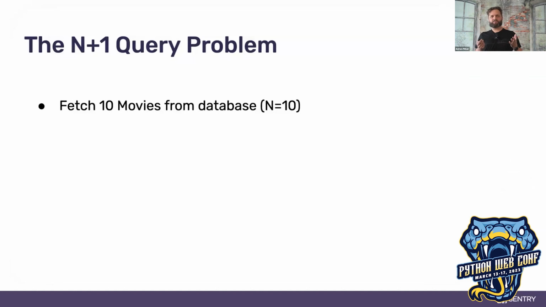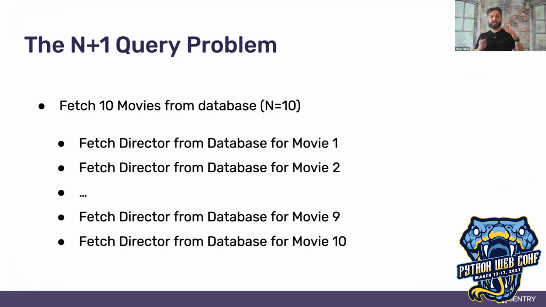So that's the N+1 problem. First, you fetch 10 movies from the database, so our N is 10. And then for each of those 10 movies we do one query for the director. So the first thing is the one query, and below here are the N queries. And that's your N+1 problem. I don't know, don't ask me why it's not 1+N problem. It's probably something with marketing, or I don't know.